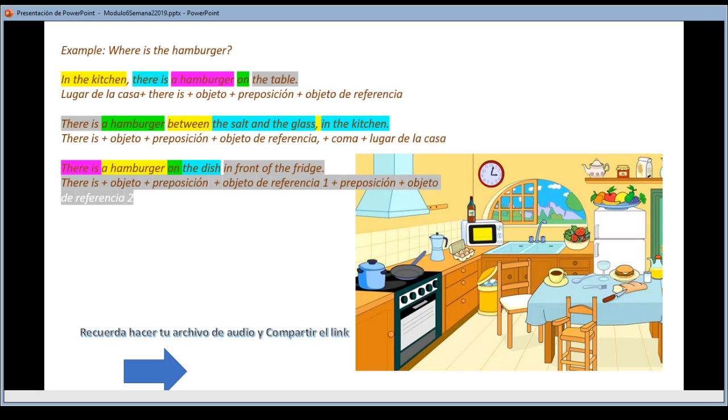Okay, remember that for this activity you have to give the description of these objects and make your audio file. Just remember that you can share the link. Just make sure that the link you are sharing is in the appropriate format or that this is correct. Well, this is concerning activity number 3.